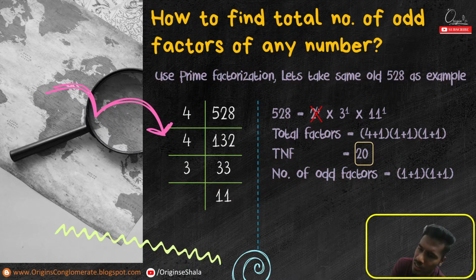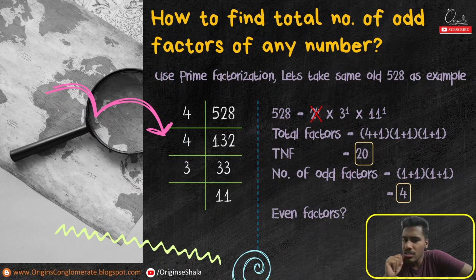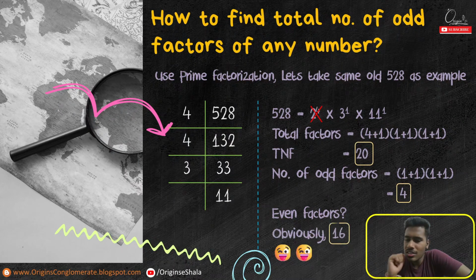So we will be left with 3 and 11. Both of them have 1 as the power. So I will add 1 and multiply them. That will give me 4. And that exactly is my answer. So out of these 20 factors, only 4 are odd factors. And even factors, I can just subtract. If 20 is the total number of factors and 4 are odd, obviously 16 are going to be even, right?